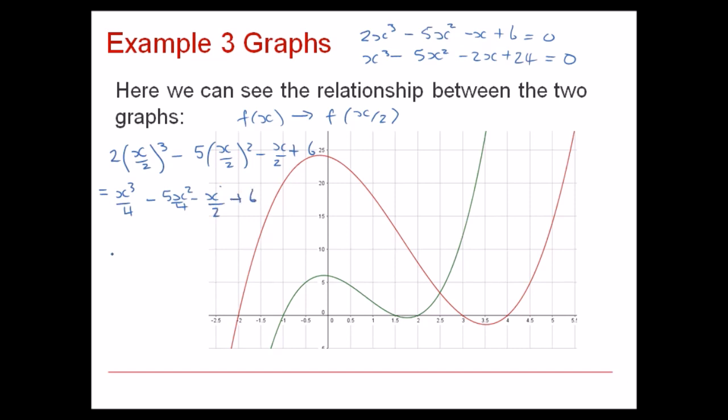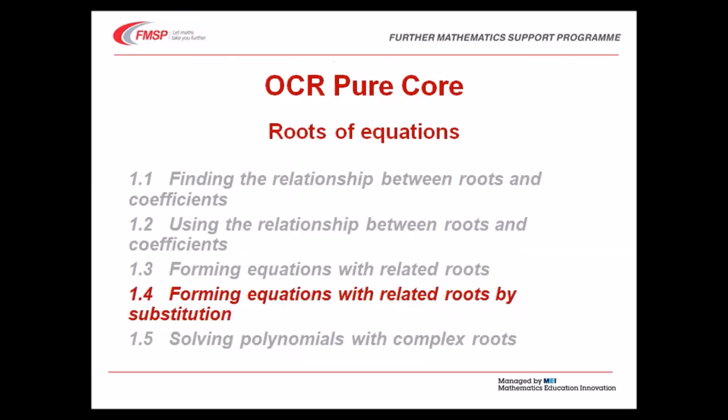So if we looked at 2(x over 2) cubed minus 5(x over 2) squared minus x over 2 plus 6, we would have x cubed over 4 minus 5x squared over 4 minus x over 2 plus 6, which as you can see is a multiple of this second equation here. If we multiply through by 4, we would get that second equation. Don't worry if this is a little bit confusing at the moment. We'll be looking at it again in the next session. In session 1.4, we will cover how to form equations with related roots by substitution.